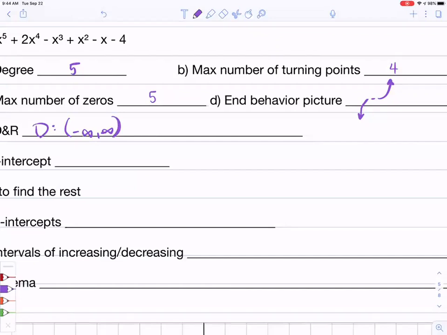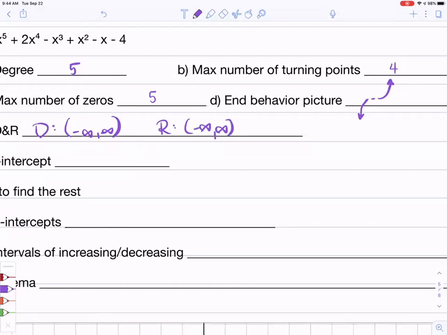Somebody else, when I'm looking at my range, what's my range when I look at my little end behavior picture? Somebody who hasn't answered yet. All real numbers. Yeah, all real numbers again, because we go all the way from the bottom to the top.